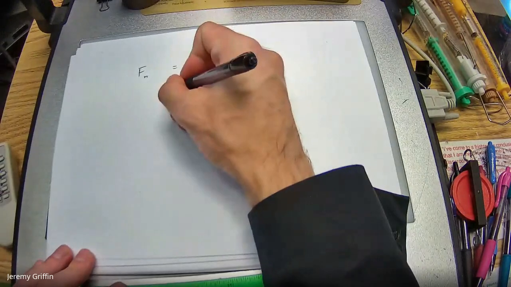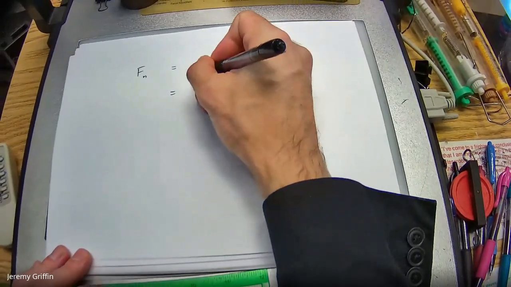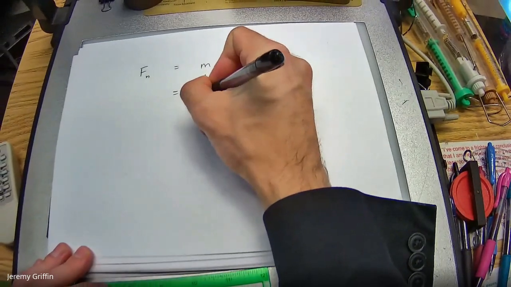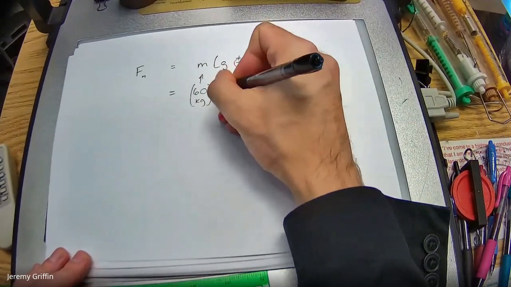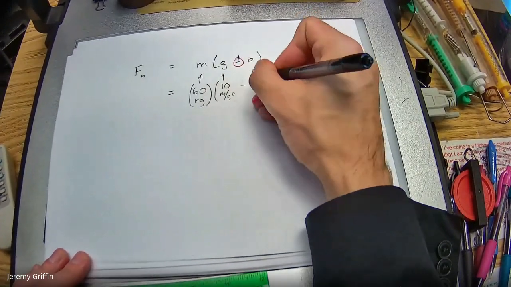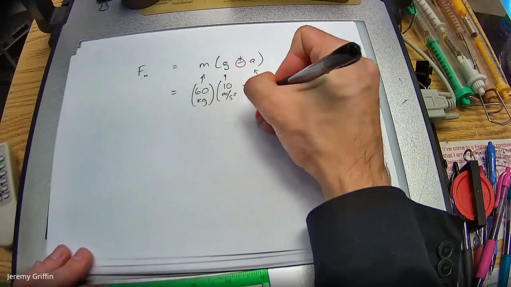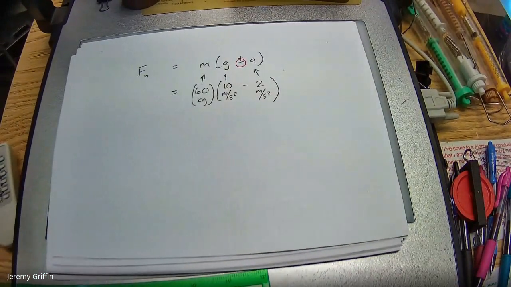Okay. I'm going to make up some mass for this guy. Suppose this guy has a mass of like 60 kilograms. Okay. And gravity, well, let's just use Earth gravity. And suppose he's slowing down at a rate of 2 meters per second squared. Okay. Then, see, this would be the normal force reading from the scale.